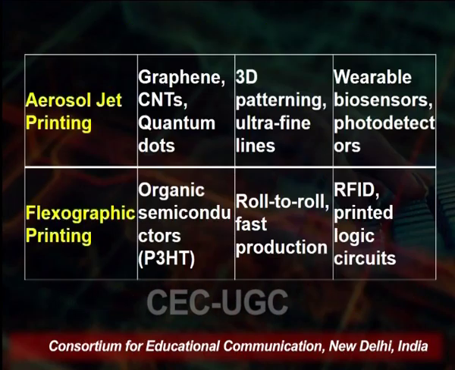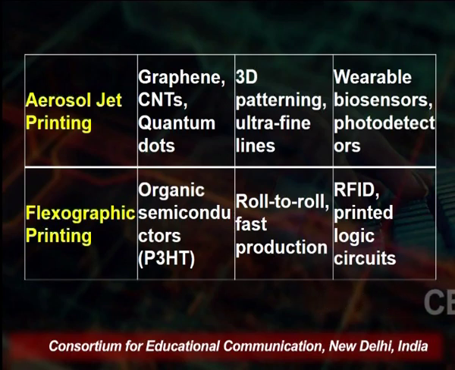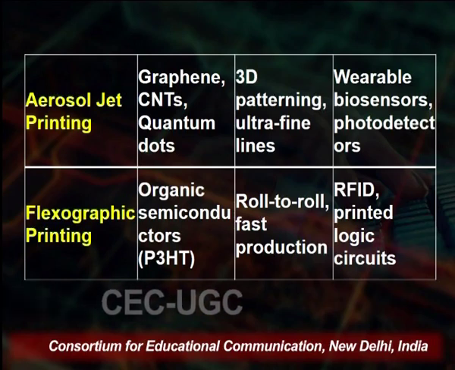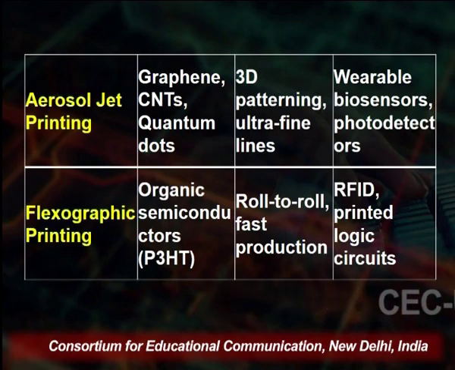Another type, aerosol jet printing, we use the graphene, we use the CNT and quantum dot. 3D patterning we can get, ultra fine lines we can get, wearable, biosensors and photodetectors we can prepare. These are the applications of this type of semiconductor ink.